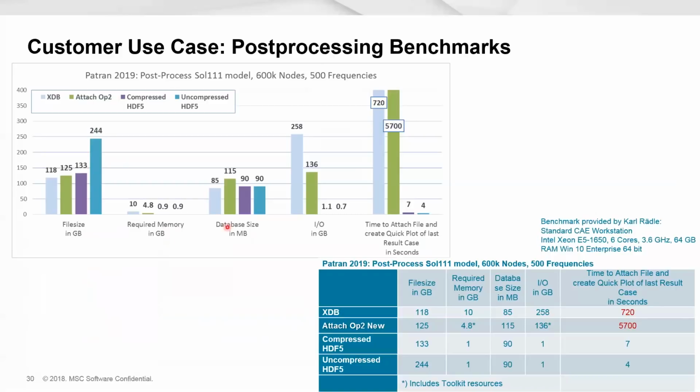Then the next interesting part is the I/O in gigabytes. Because if you have a client application on your laptop and you access the results from somewhere else, and you only have to move 0.7 gigabytes, this is really a difference compared to moving 258 gigabytes. And then last but not least, the time to attach the file and create a quick plot of the last result case, in seconds. There you see XDB and OP2 are really, really slow compared to HDF5.